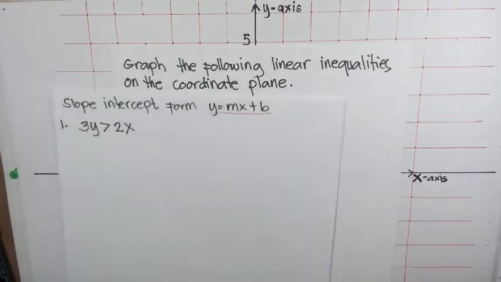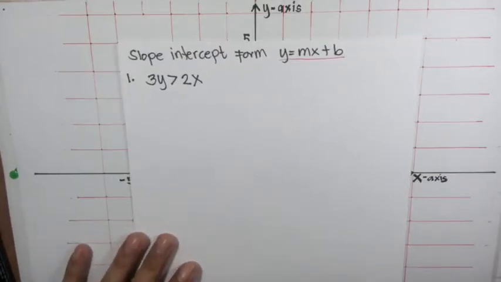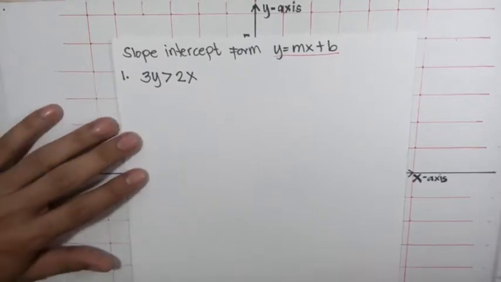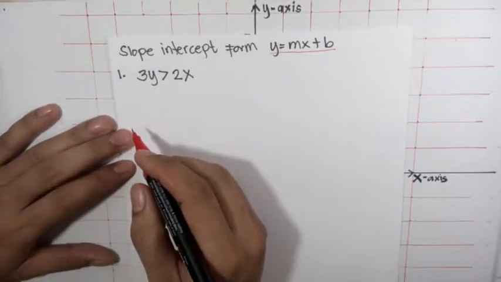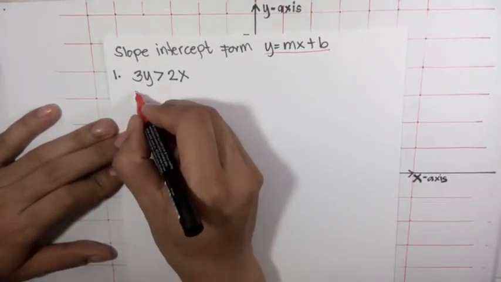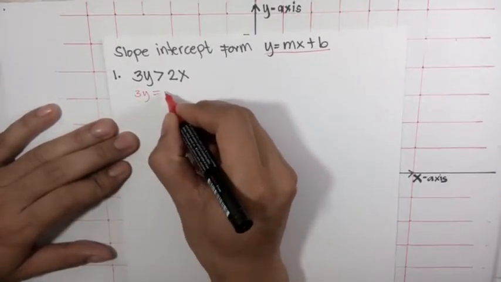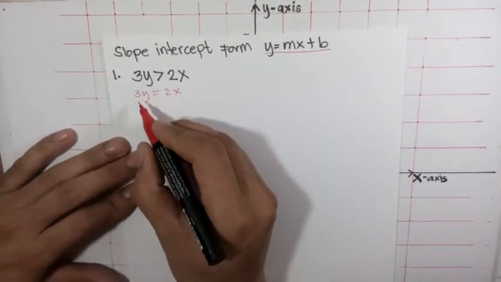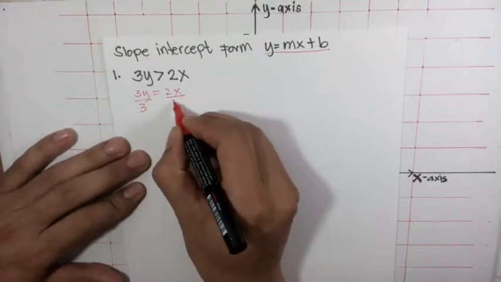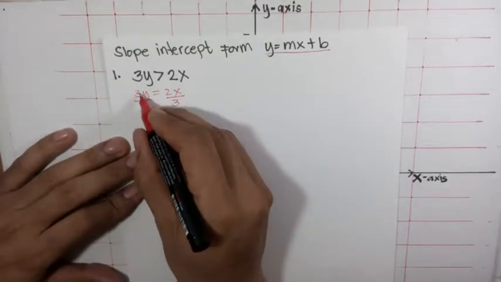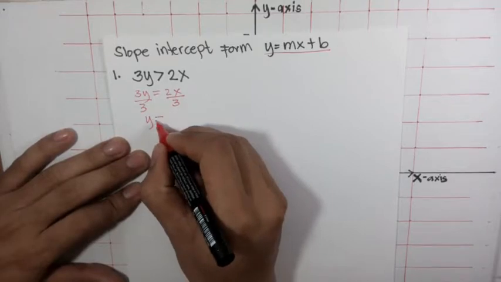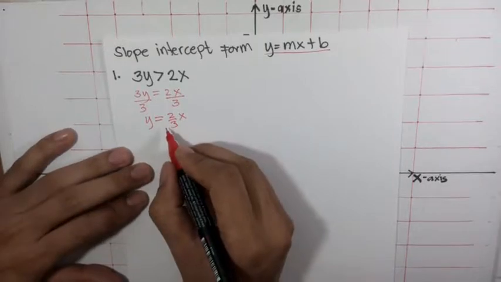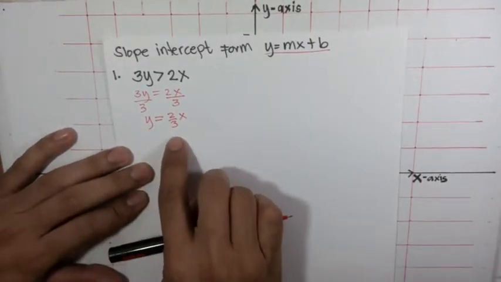Now, let's solve number 1. To graph 3y is greater than 2x, we will just use the slope-intercept form. So, change the inequality into an equal symbol, so that is 3y equals 2x. Now, what we need is just 1 beside y, so we will divide this by 3, and do the same on the other side. So, 3 divided by 3 is 1, meaning that is only y, and then you have to turn x. Now, as you can see in the slope-intercept form, y equals 2/3 x.